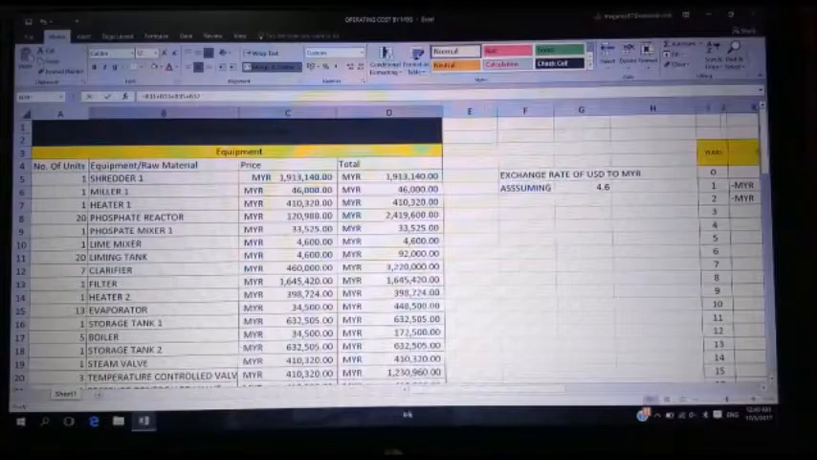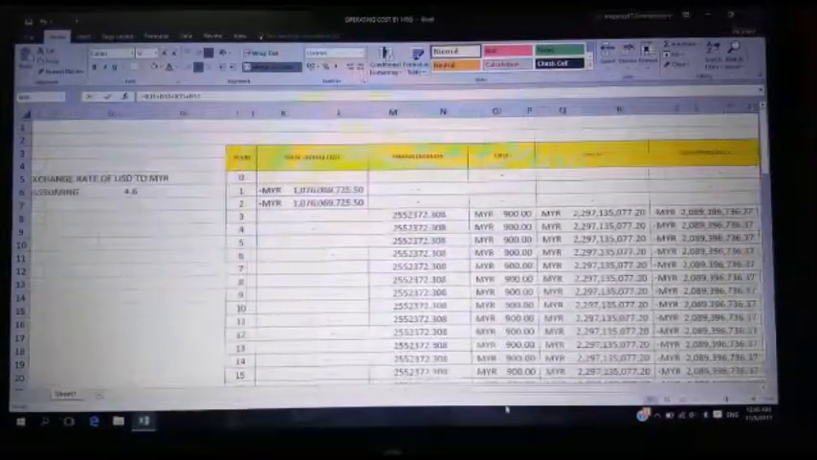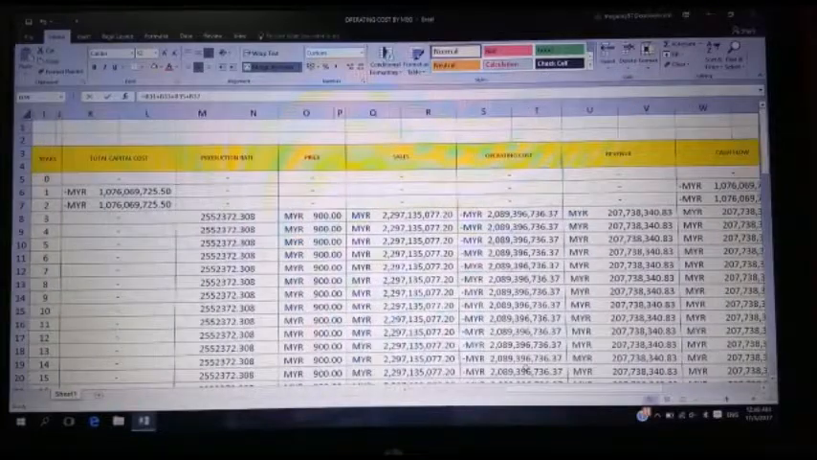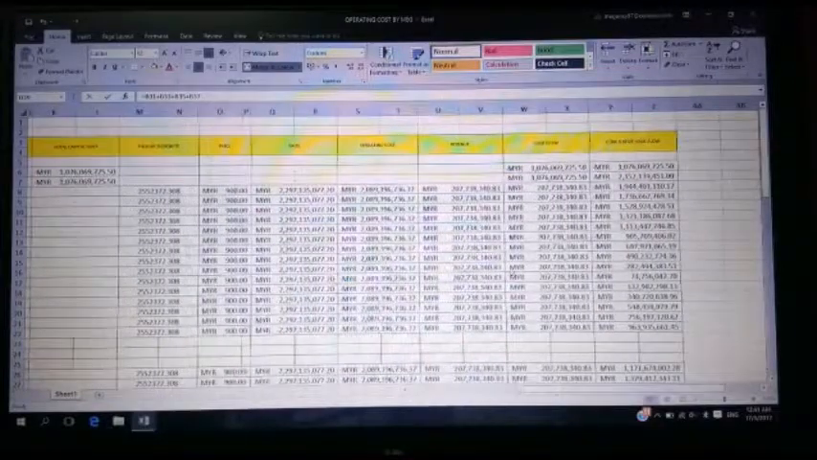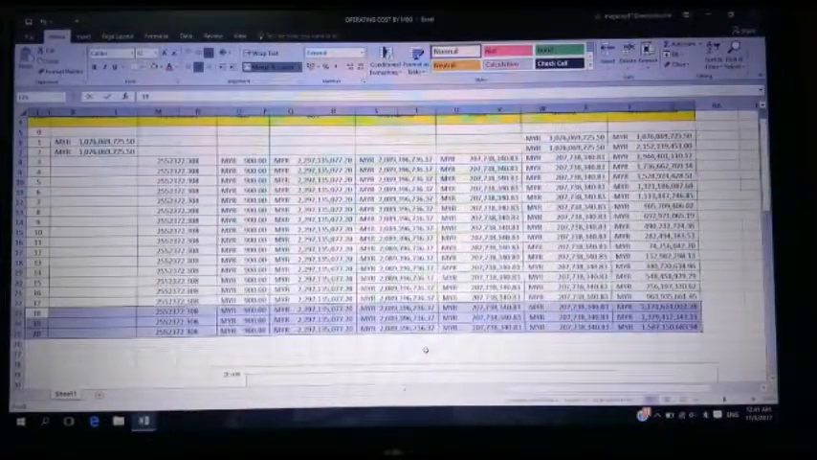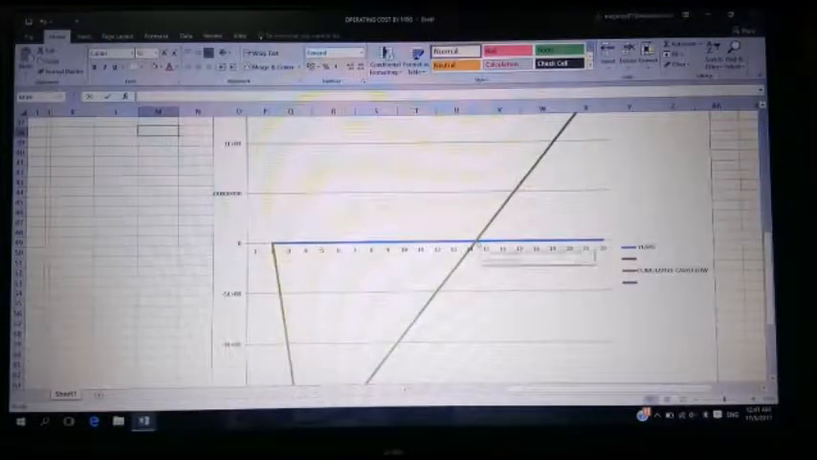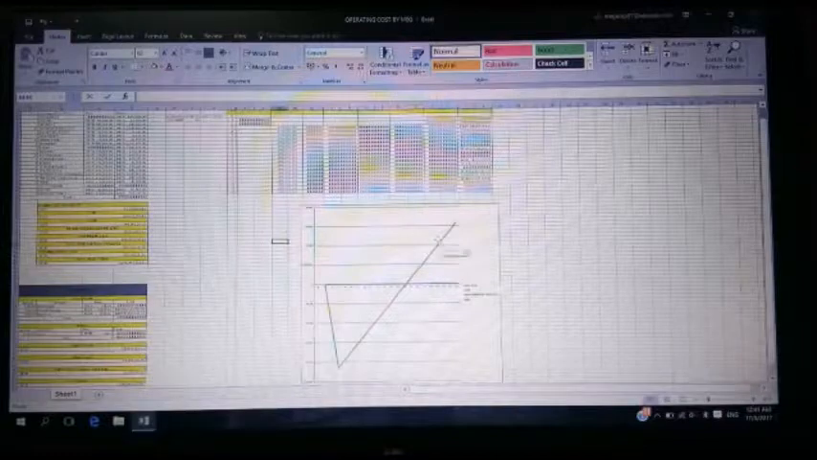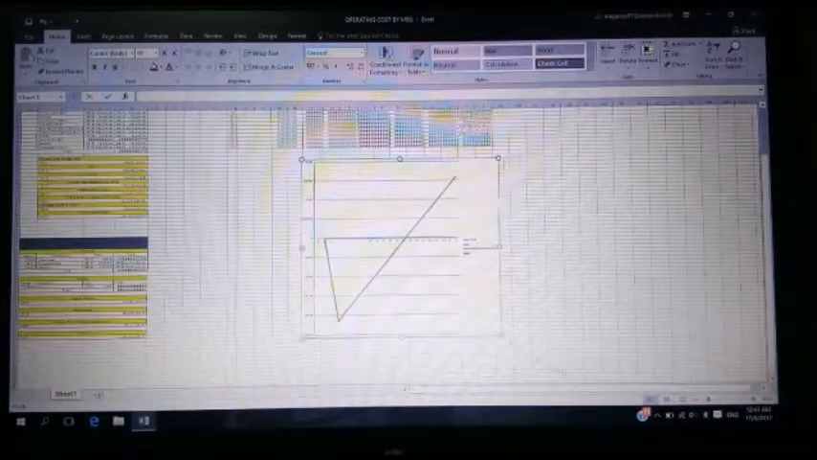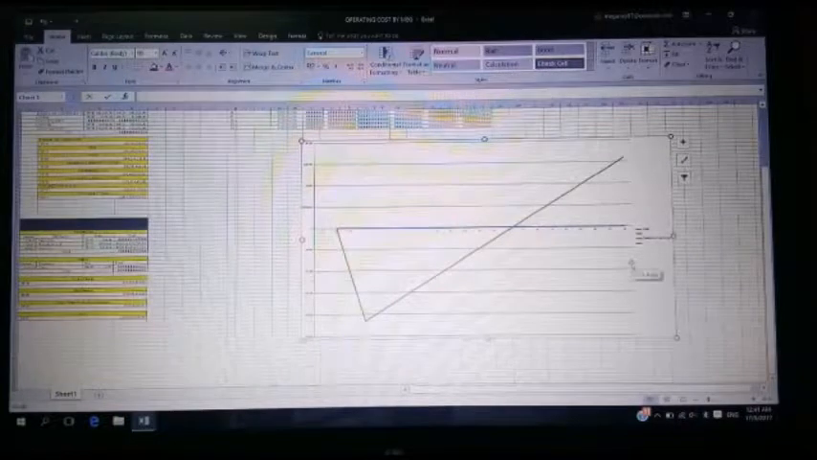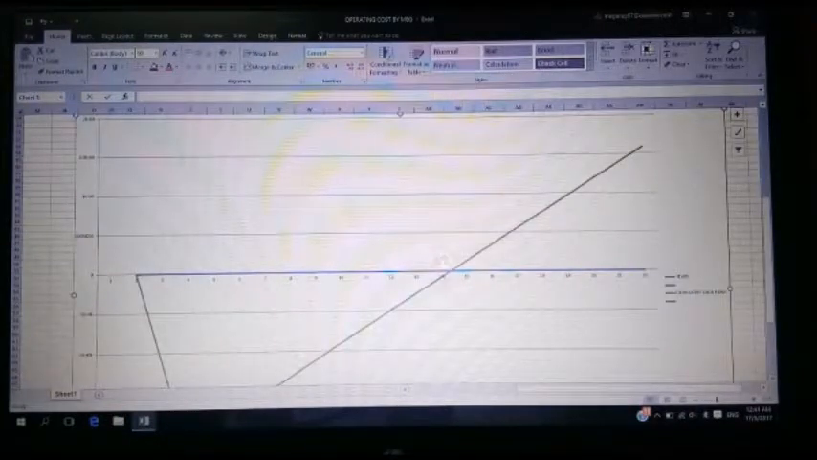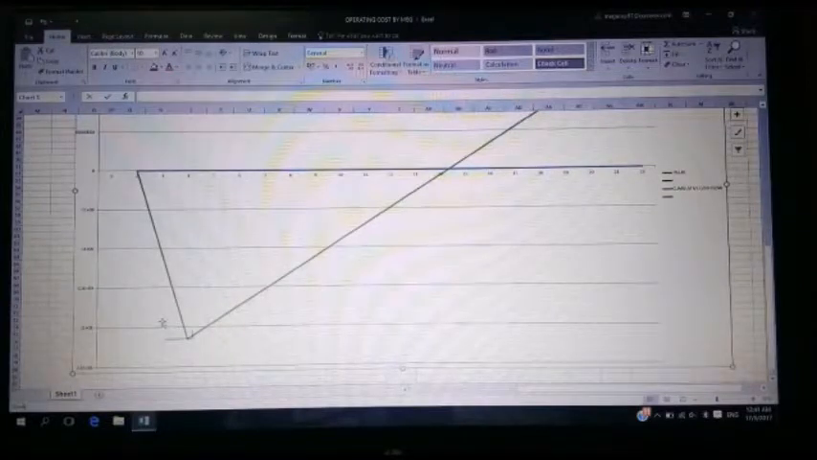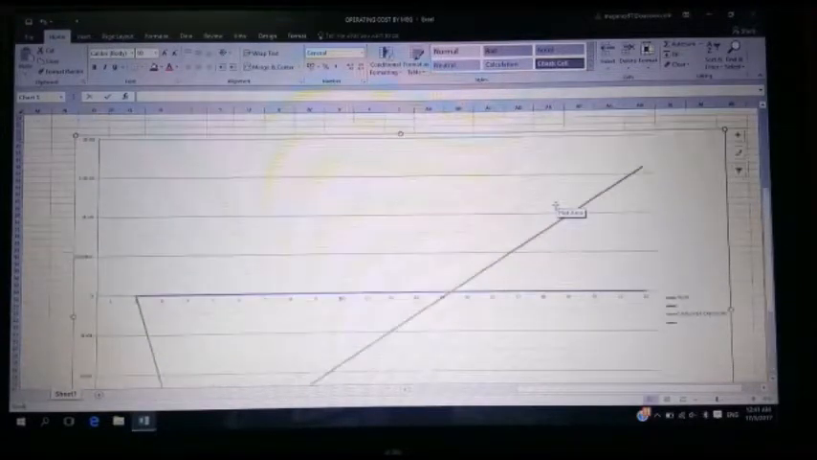Okay, so for our yearly plan, we would start profiting at about year number 14. Year number 14 is right there, and at first we would lose money, but after that it will keep rising over the years.